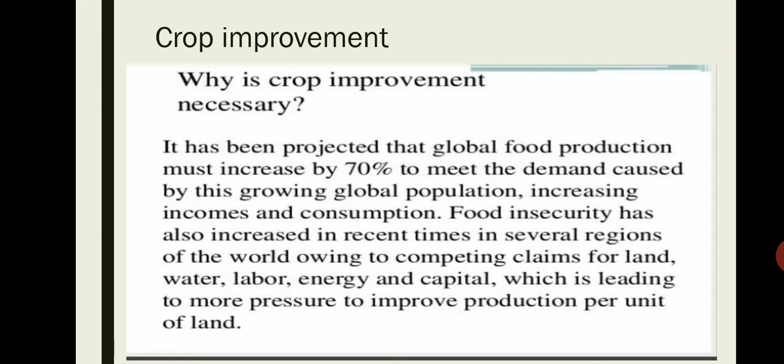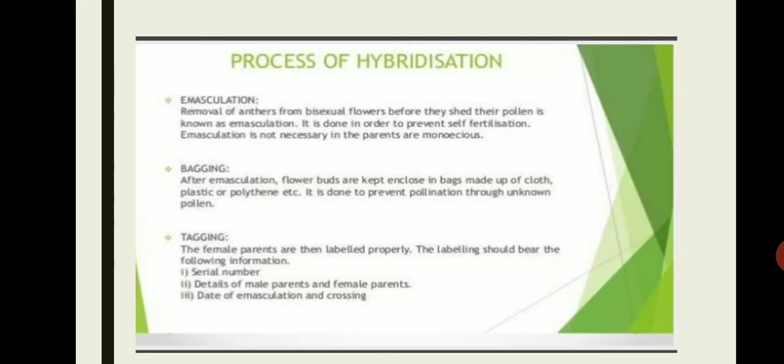In this, high-yielding dwarf varieties of Mexican wheat were introduced in India, and these varieties were resistant to pests, diseases and lodging. Another way to improve yield is by developing new varieties of crops, and this can be done by crossbreeding two different varieties, which is known as hybridization.